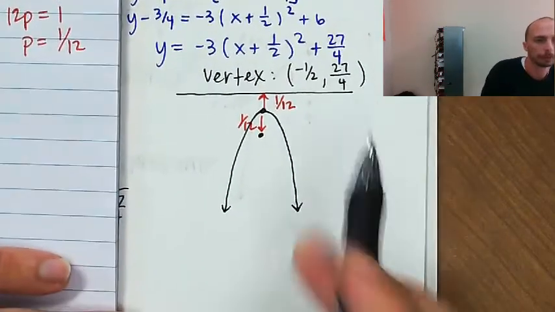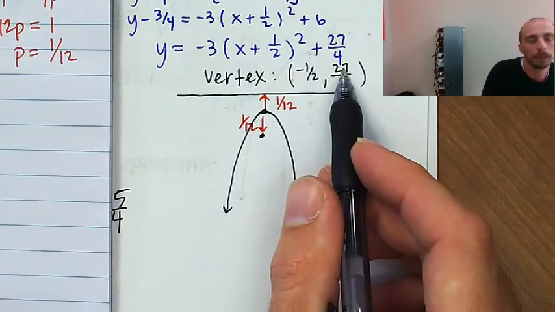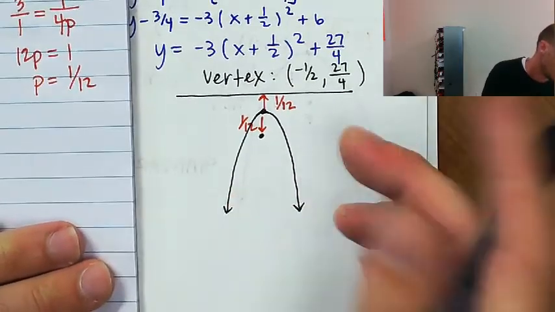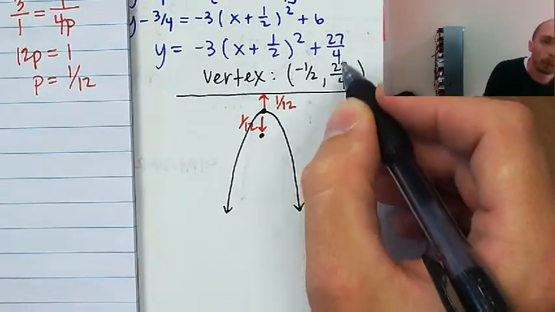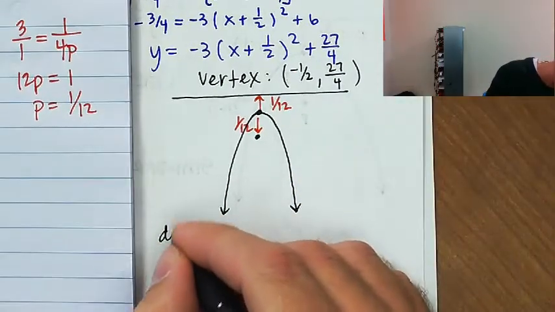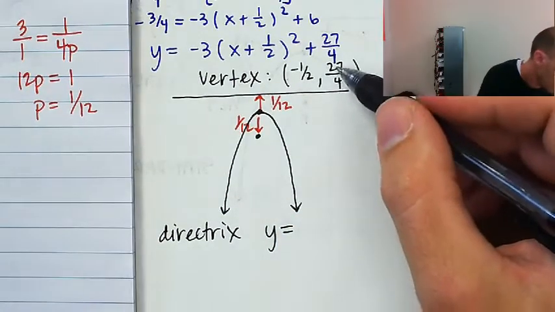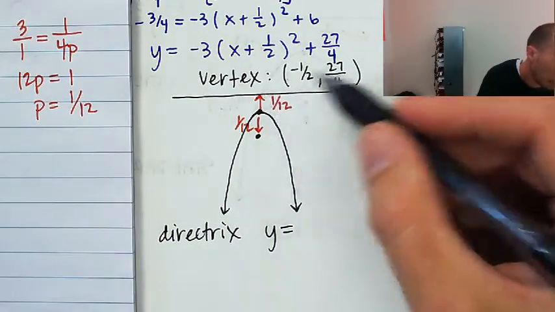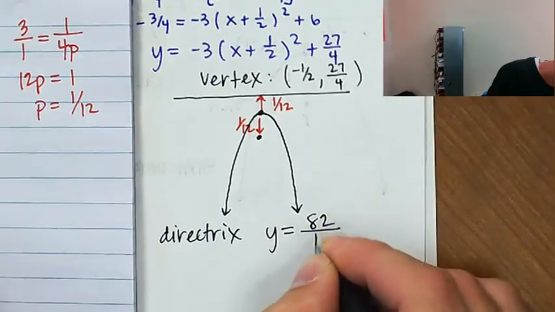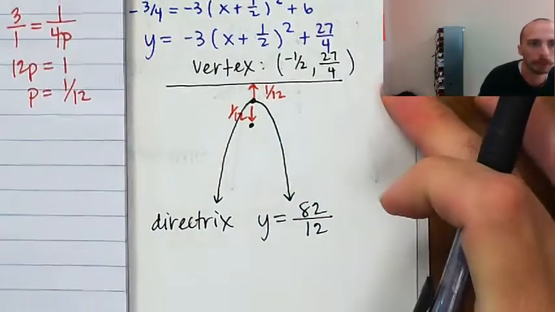All right, so that's going up by a 12th and down by 1/12. So for the directrix, I'm going to have to add a 12th to 27/4. I'm going to think of this as 81/12 because 27 times 3 is 81. So the directrix is y equals 27/4 plus a 12th. Well, 81/12 plus 1/12 is 82/12. We could definitely reduce this to 41/6, but I'm just not going to.